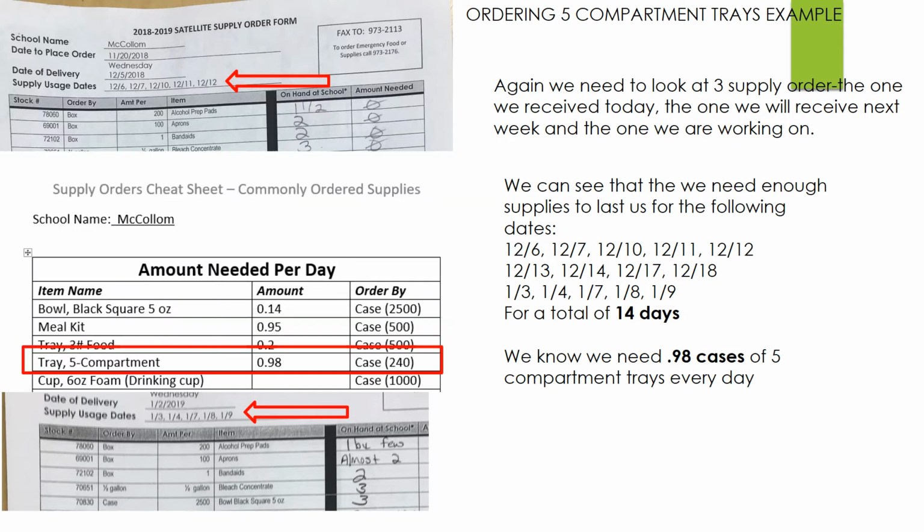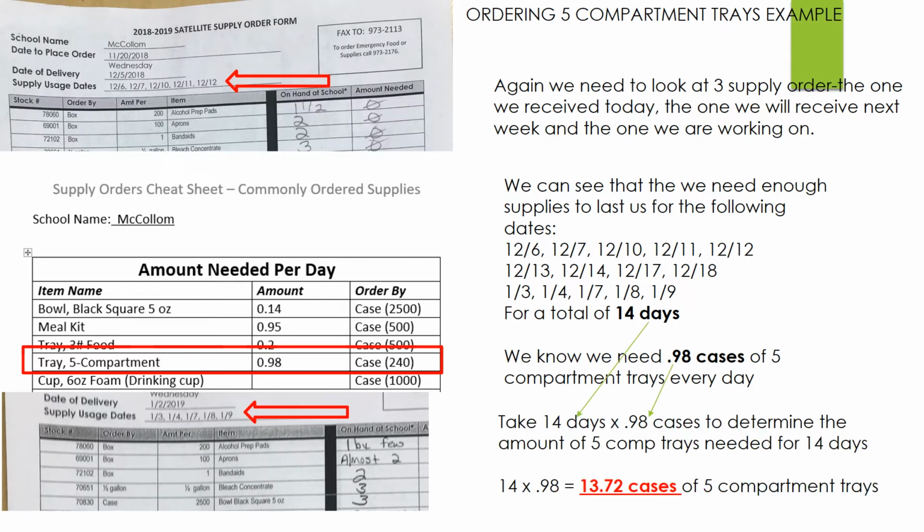We know we need 0.98 cases of 5-compartment trays every day, according to our cheat sheet. Take 14 days times 0.98 cases to determine the amount of 5-compartment trays needed for 14 days. 14 times 0.98 equals 13.72 cases of 5-compartment trays.